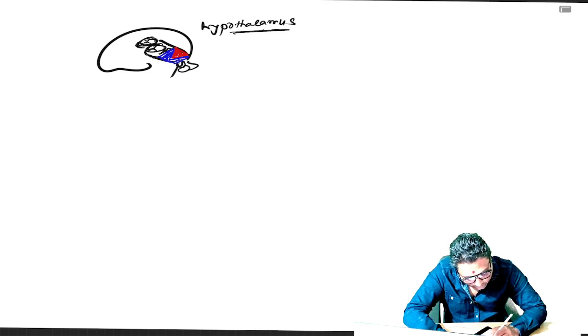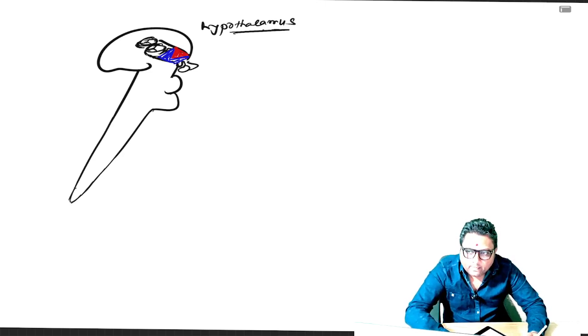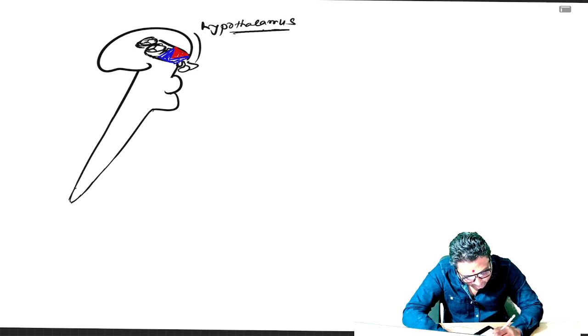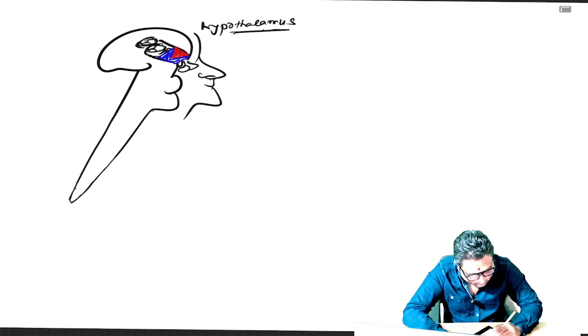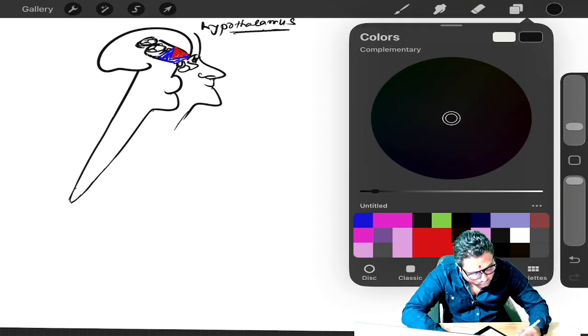Now we all know that brainstem has three parts: midbrain, pons and medulla, and the spinal cord is the continuation of medulla. And this is the anterior part. Clear?